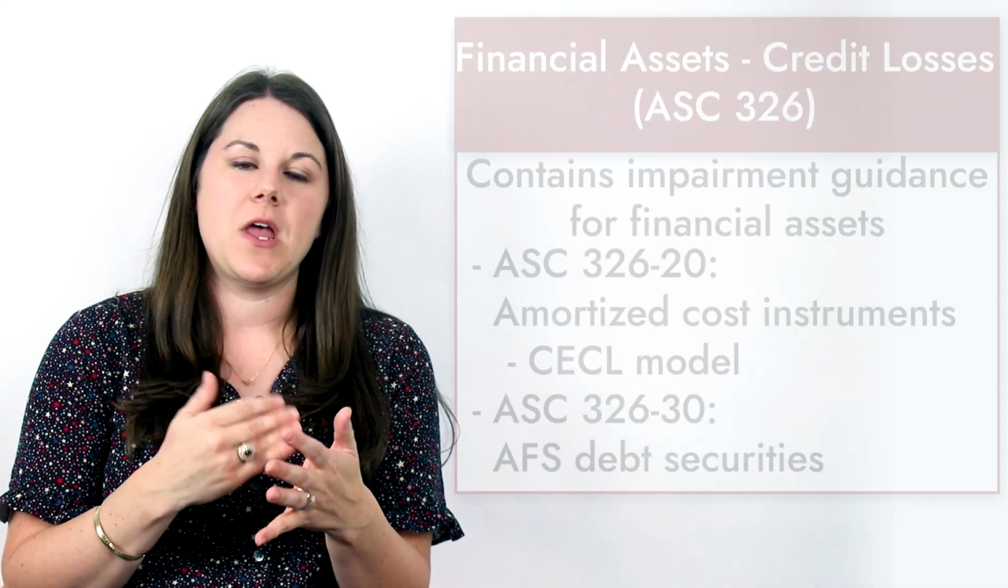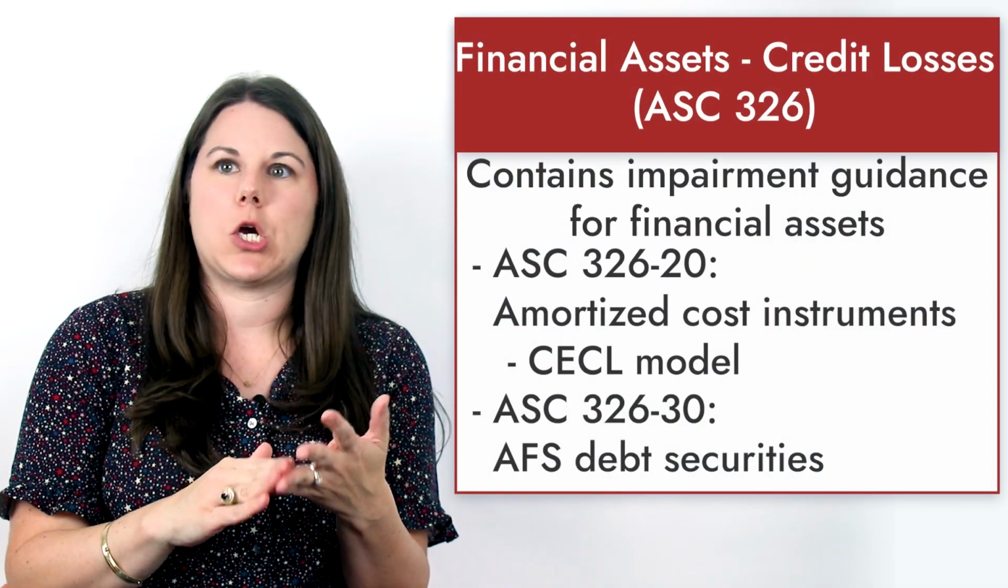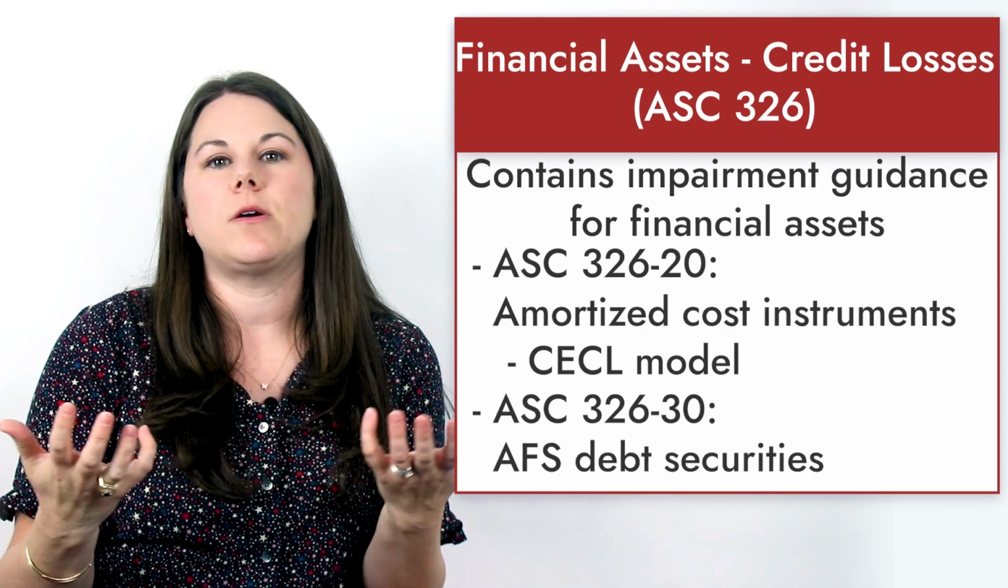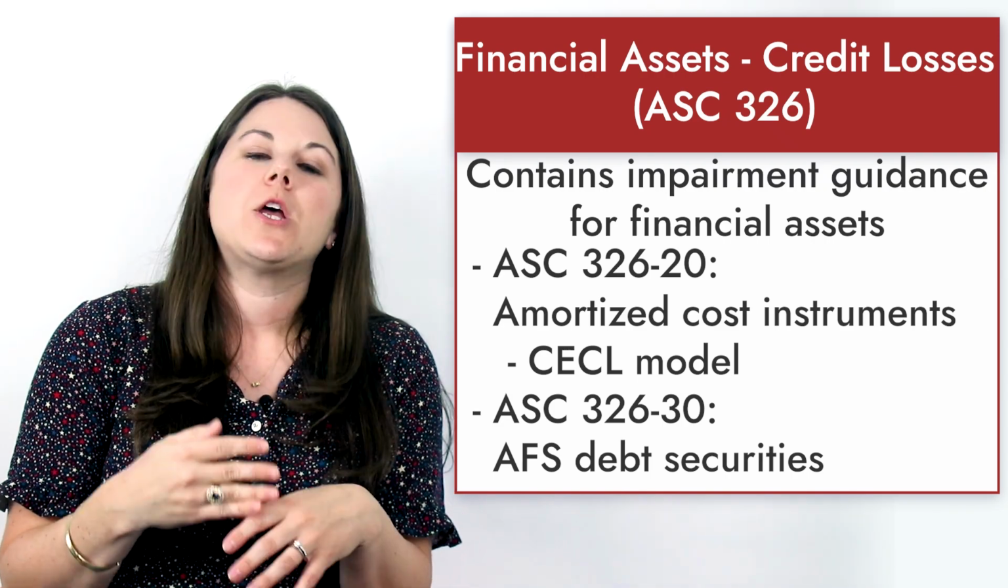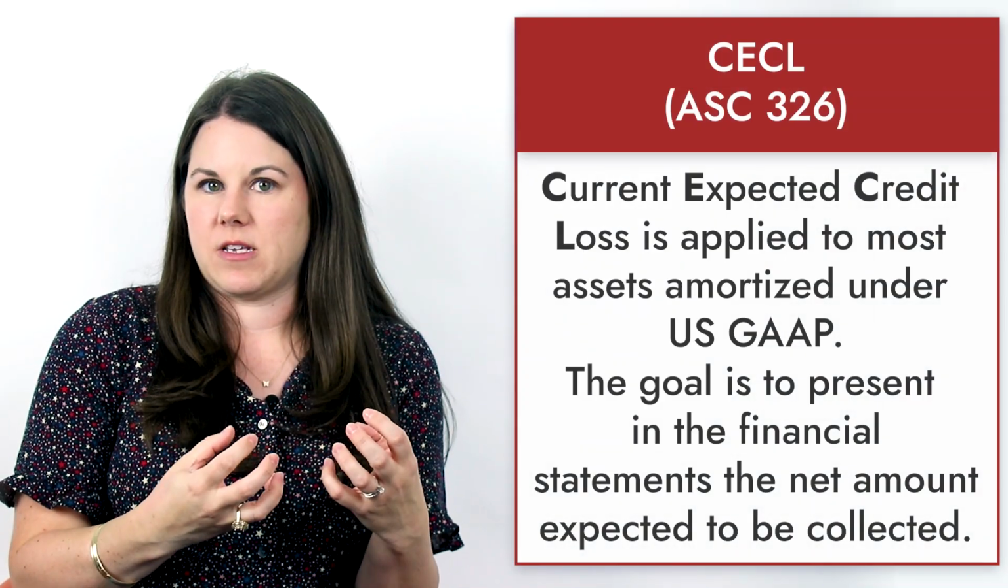Okay, ASC 326 contains the guidance for impairment of financial assets. In the scope of that are going to be your loans, held to maturity debt securities, note receivables, your assets at amortized cost. There's two main impairment models. Let's start with the first one, CECL, the current expected credit loss model.